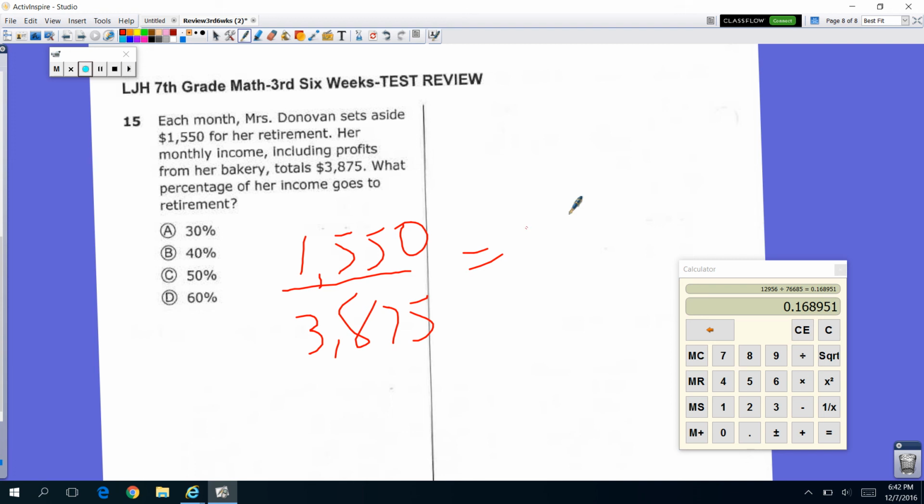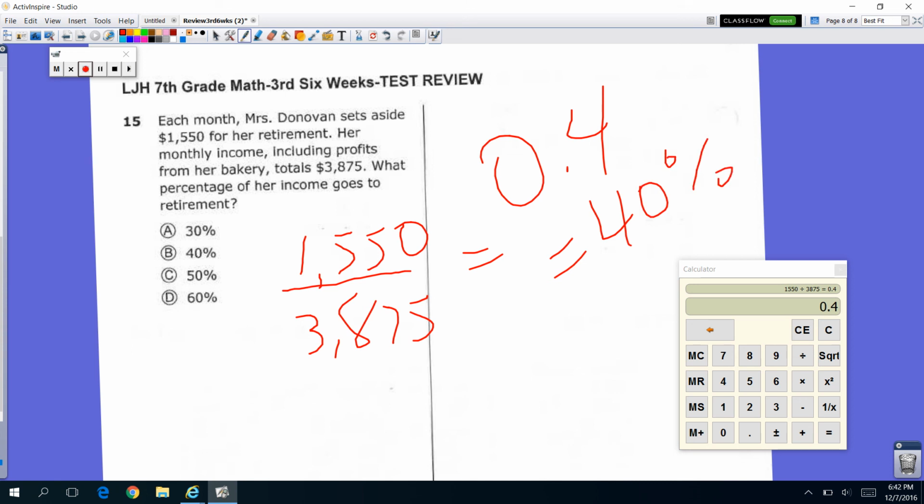And again, remember you're doing this backwards. You're dividing this by that. I know that when we do it manually, you put 3875 out, but when we do it in a calculator, it's just the way it sounds. 1,550 divided by 3,875, and that gives you 0.4. 0.4 means 40%, right? See, it's the same as Dr. Pepper. It's going from decimal to percent. So it's 40%. The answer is B. Okay, well, we'll see you tomorrow.